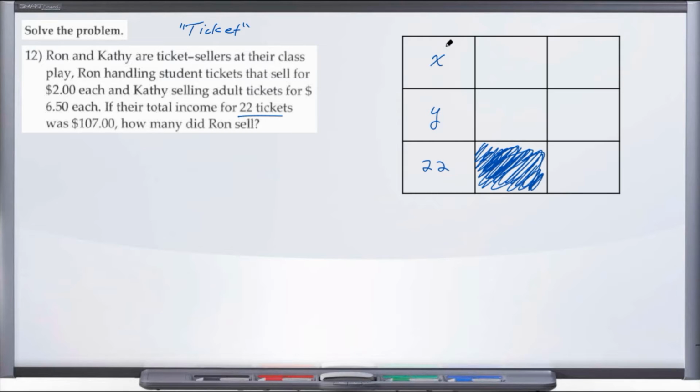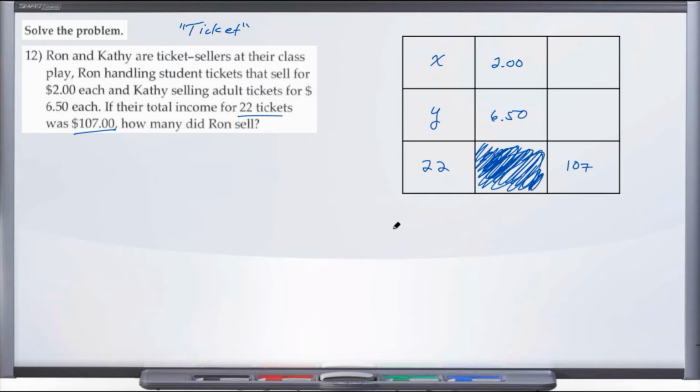All right. Well, again, we know that there are two types of tickets being sold here. One that is more expensive, one that is less expensive. And I usually assign X to be the less expensive product being sold. And the word problem tells us that those tickets are $2 and that the more expensive tickets, the adult tickets, are $6.50. All right, and now this bottom right box for ticket problems is going to be the total amount of ticket sales. And if we go to the word problem here, we can see that all of the tickets brought in a total of $107.